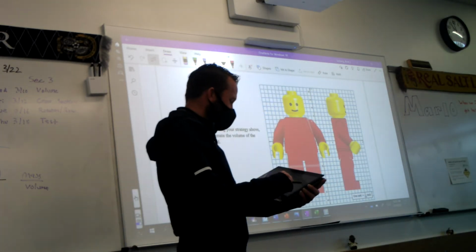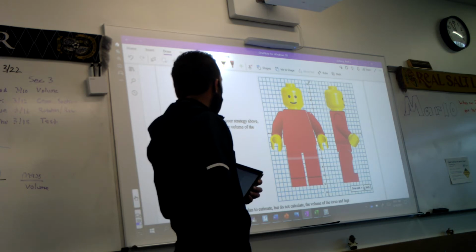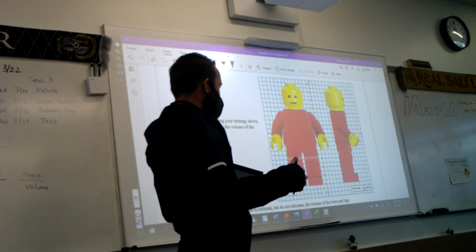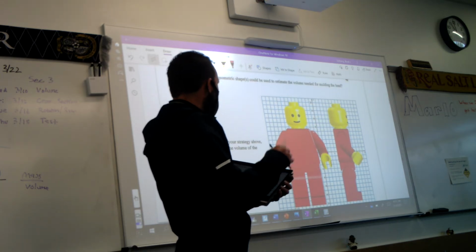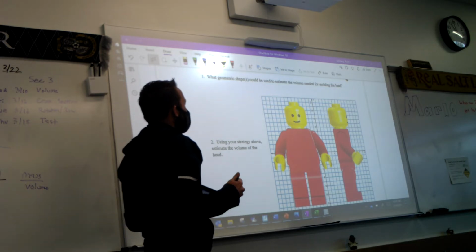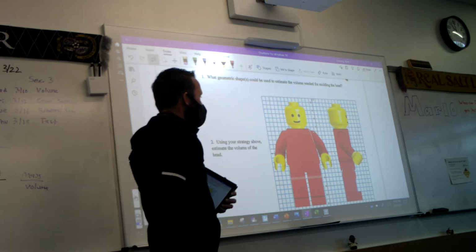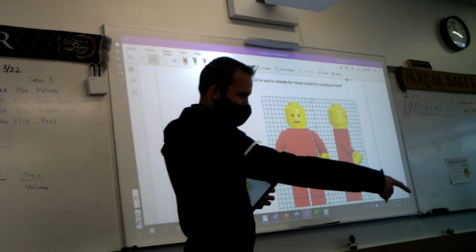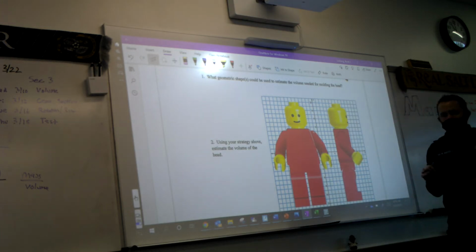Now let's talk about Legos here, okay? Off the bat, the head's part. Well, hold on. Let me ask the question before you answer it, okay? What we're going to do is let's just focus on the head of this minifigure here, okay? If I wanted to estimate how much volume is needed for this minifig's head, what shape on your shape sheet would be a good shape that matches the head here?